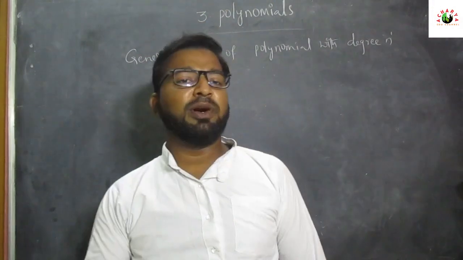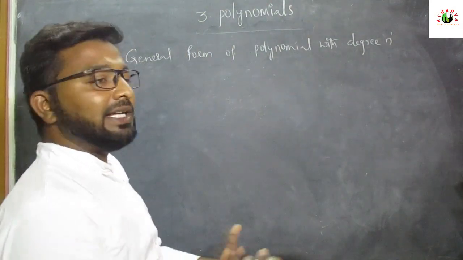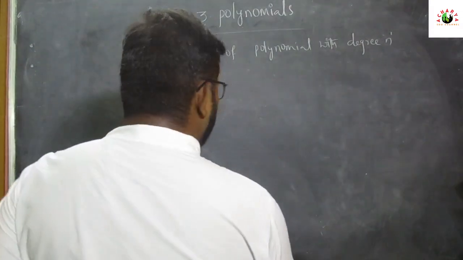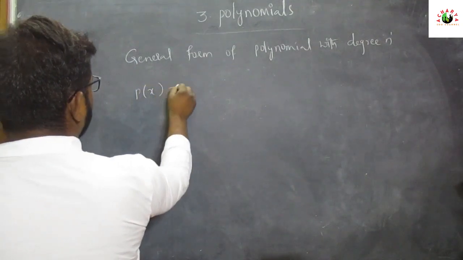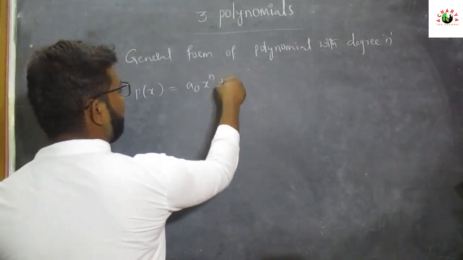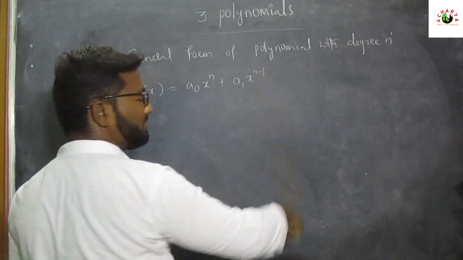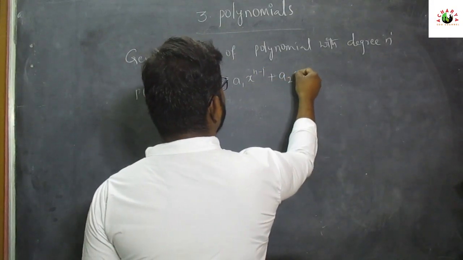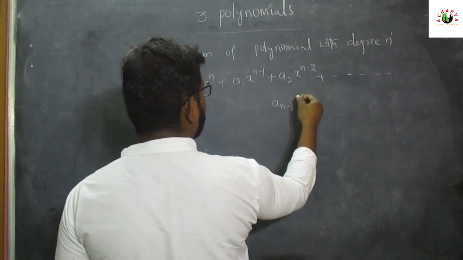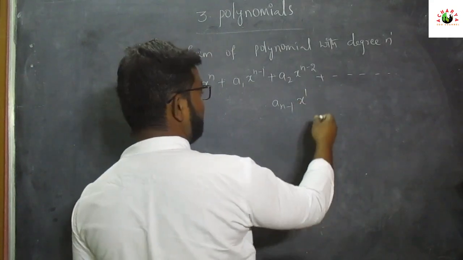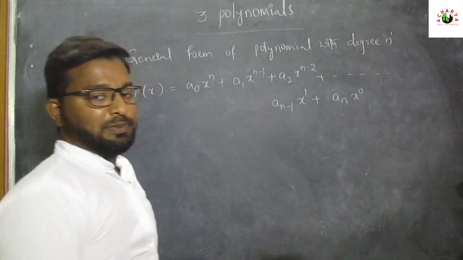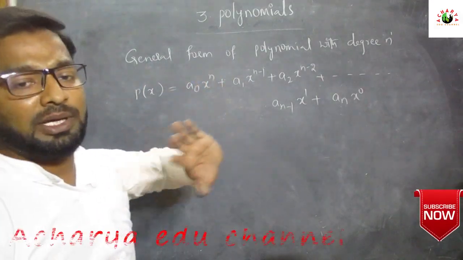Next, the general form of a polynomial with the degree n. So, for an nth degree polynomial, what is the general form? How can we write it? p of x equals a0 x power n plus a1 x power n minus 1 plus a2 x power n minus 2 plus so on. Finally a n minus 1 x power 1 plus a n x power 0. This is the general form of a polynomial with the degree n.